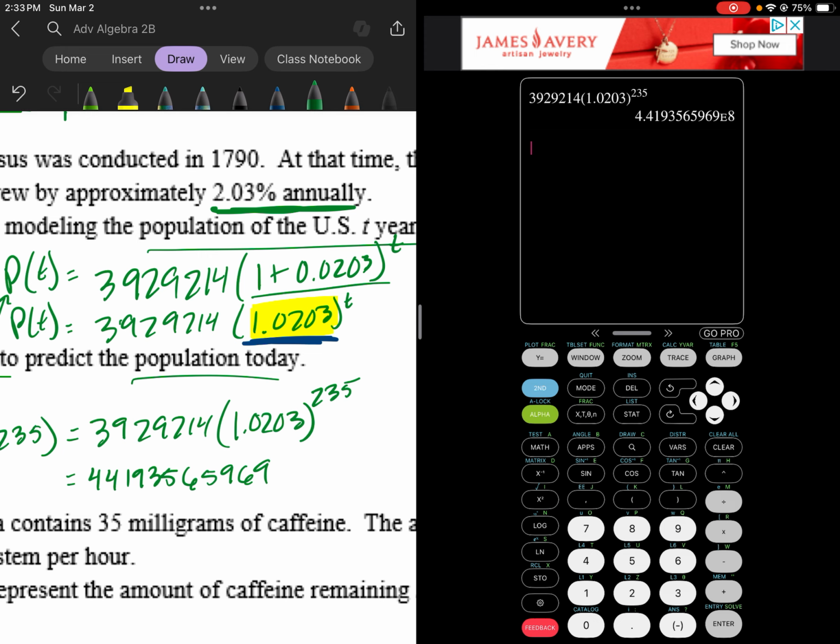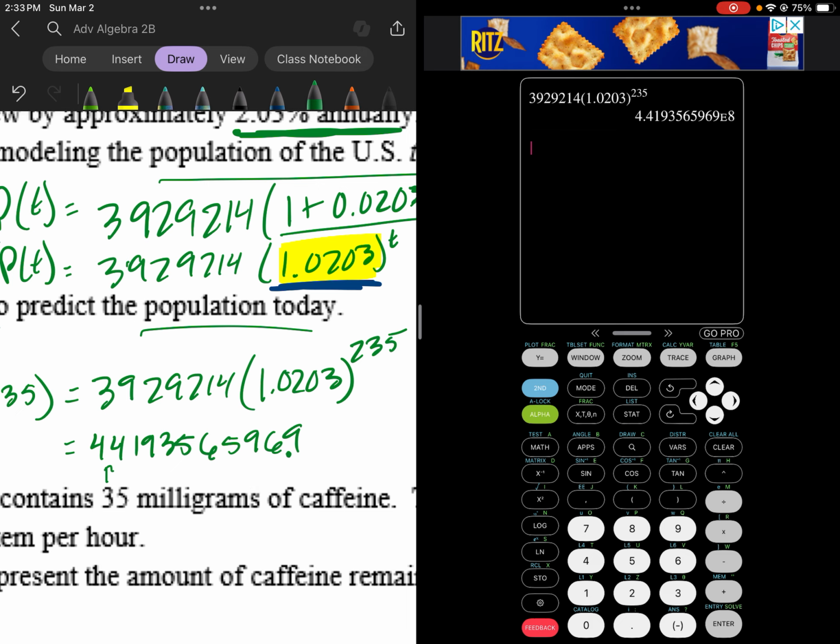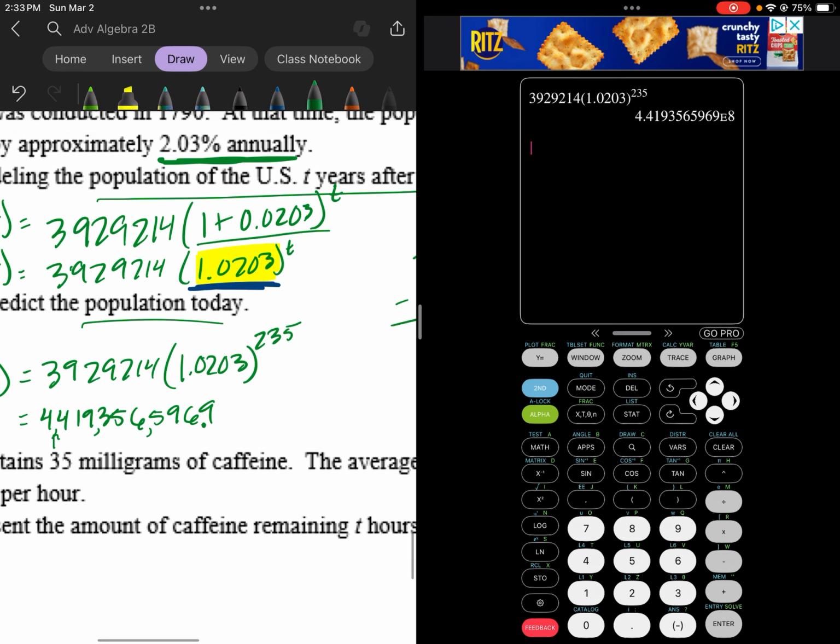So the number is going to be 44193565969. If the decimal is starting right here, then I need to move it 1, 2, 3, 4, 5, 6, 7, 8, 9. So we're going to have it right here in between the 6 and the 9 in the very back. It's going to go right there. So this would be about 4.4 billion people.